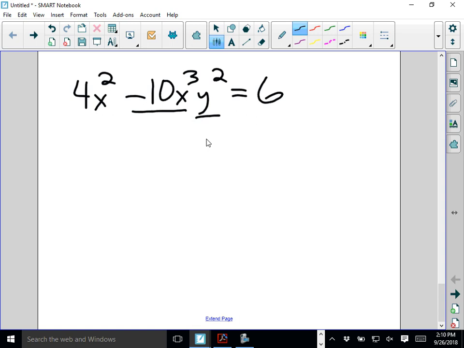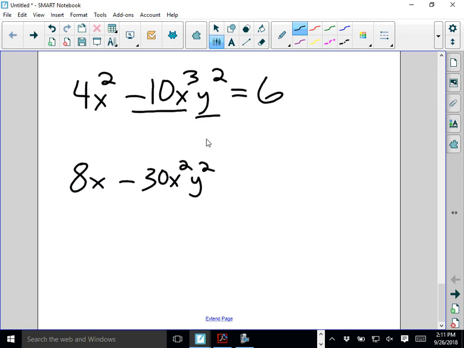Okay, going ahead and doing this, the derivative of 4x squared is simply 8x. That's easy. Now I have to do the derivative of the first times the second plus the first times the derivative of the second. Well, the derivative of the first will be negative 30x squared. That's the derivative of the first times the second. No dy dx needed here because the derivative was of the variable x.